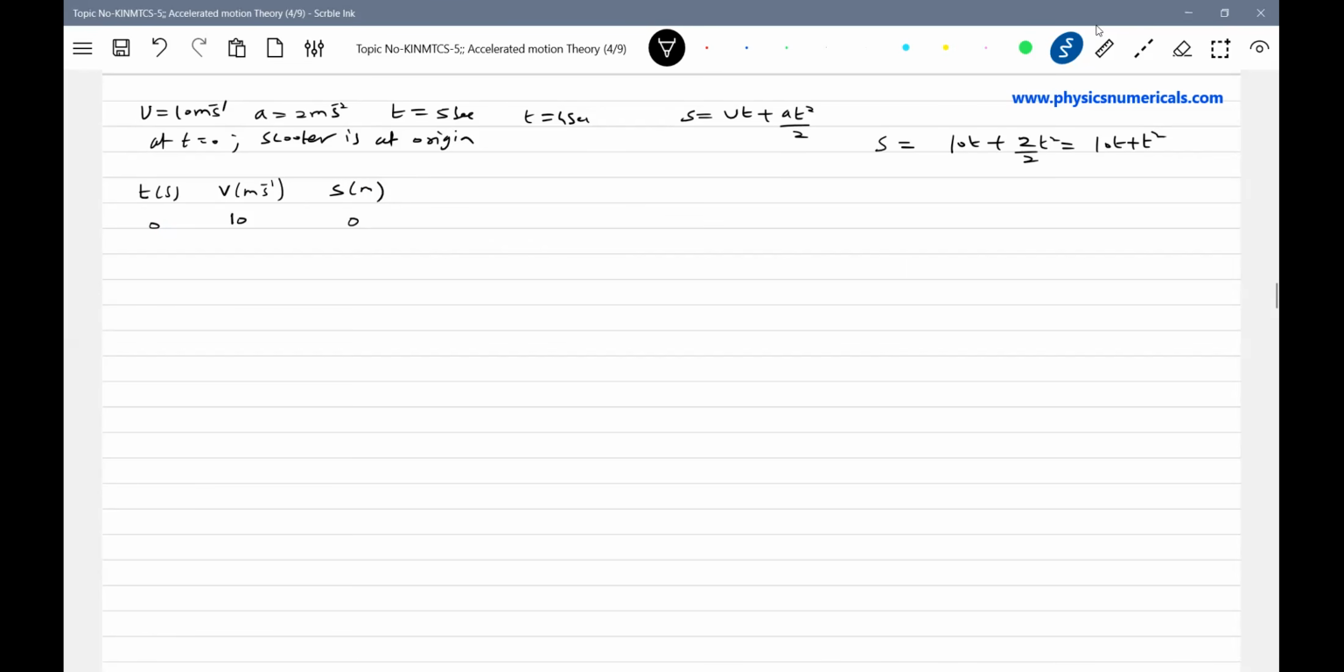Now, at t equal to 1 second, what will be the velocity of the particle? What is the formula? V equal to u plus at. U is 10, a is 2, t. Put t equal to 1, it will become 12 meter per second. What is the position of particle? Put t equal to 1. So this will be S1 is equal to 10 into 1 plus 1 square. So I think this will be 11 meters.